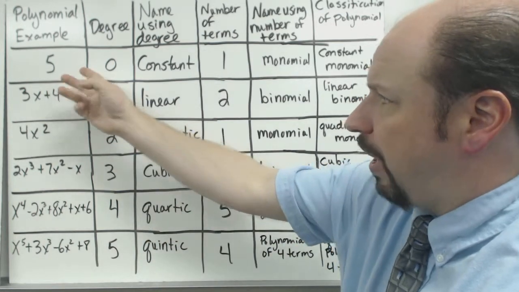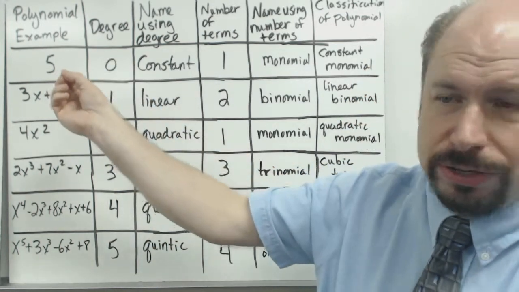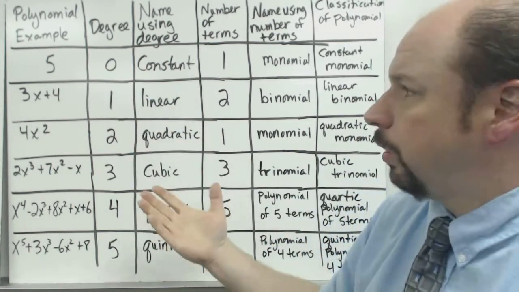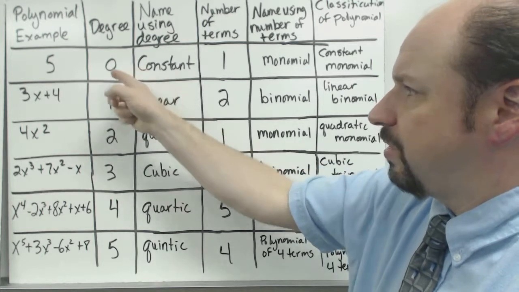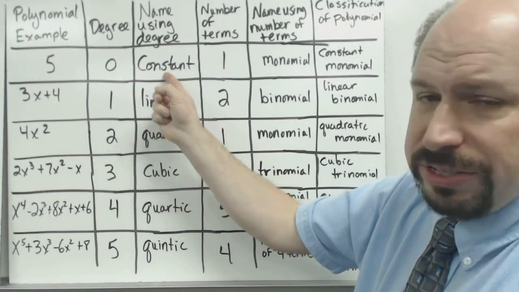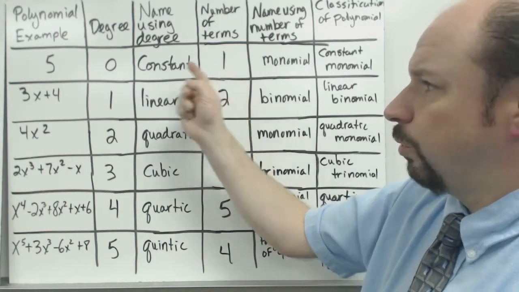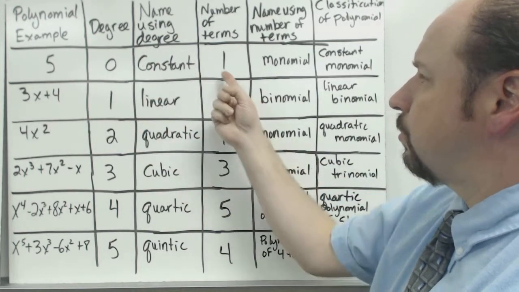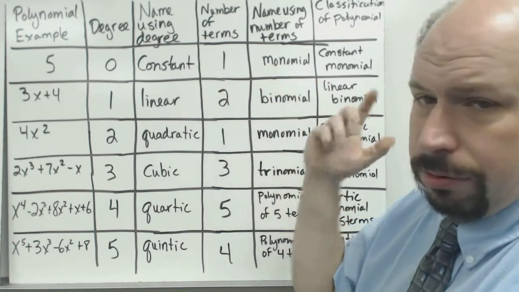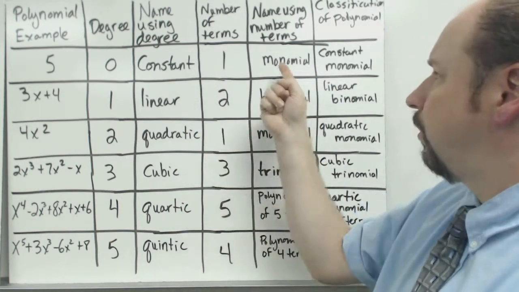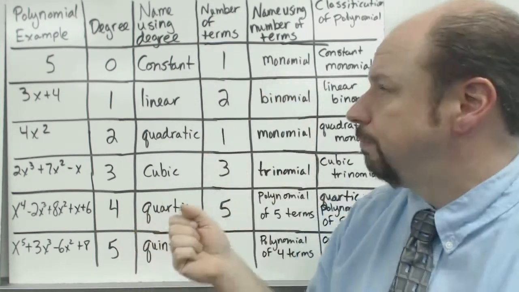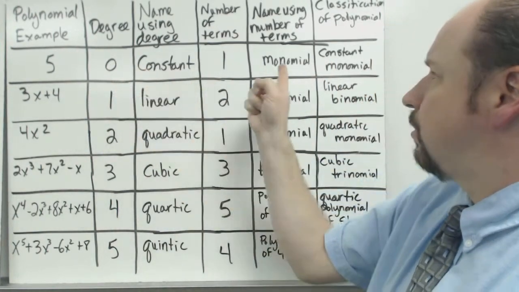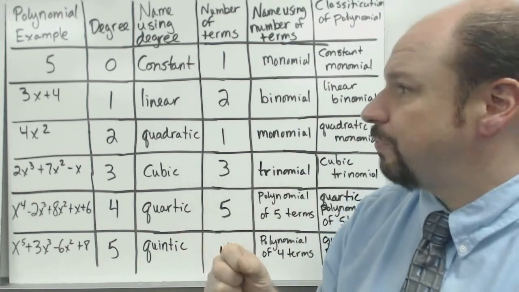So for example, here 5, the degree is 0 because we could write x to the 0 here, because x to the 0 is 1. So the degree of this is 0. So it is a constant term. It has only one term in the polynomial expression, so it's called a monomial because only one. Think of mono being one. So in this particular case, this is a constant monomial. That's how we would classify it.